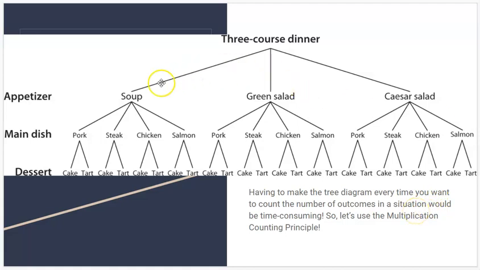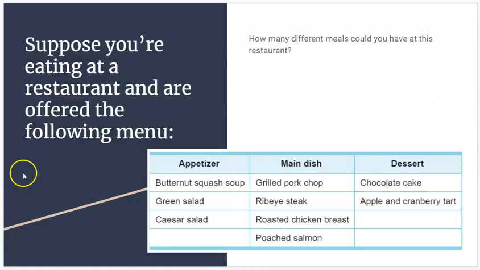There are 3 ways to do the first step. There are 4 ways to do the second step, and there are 2 ways to do the third step. I'll go back to this table real quick. Here it is. So what would it look like if we use the multiplication counting principle?